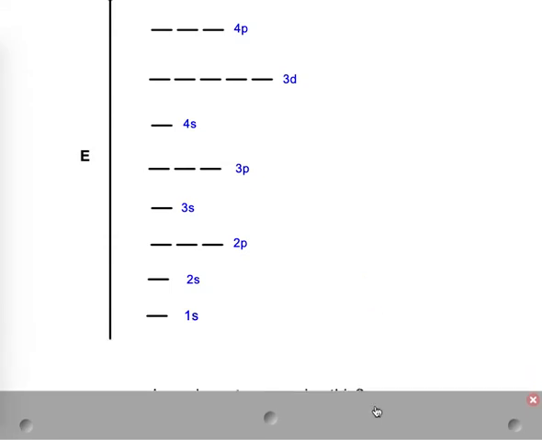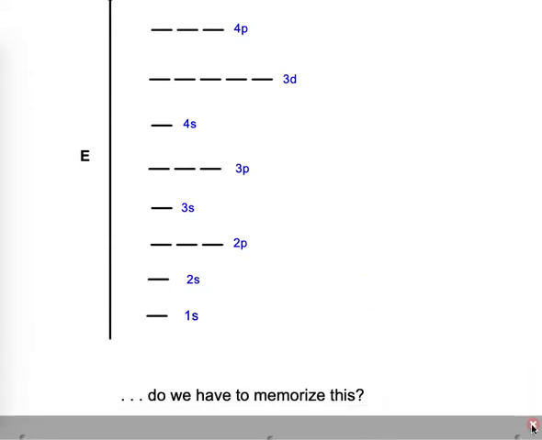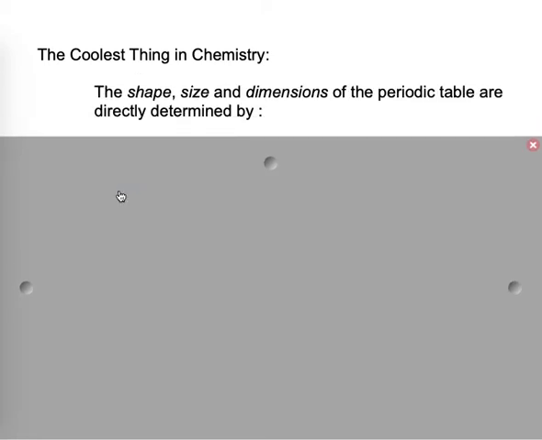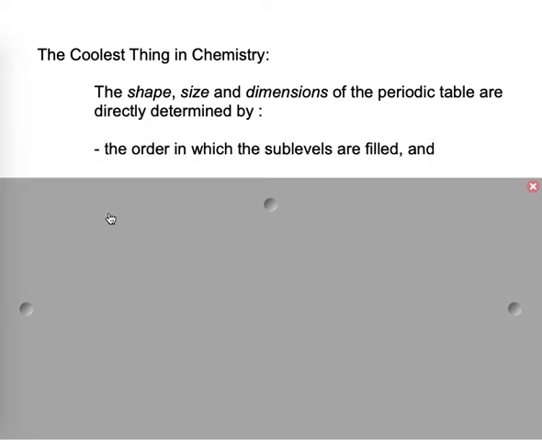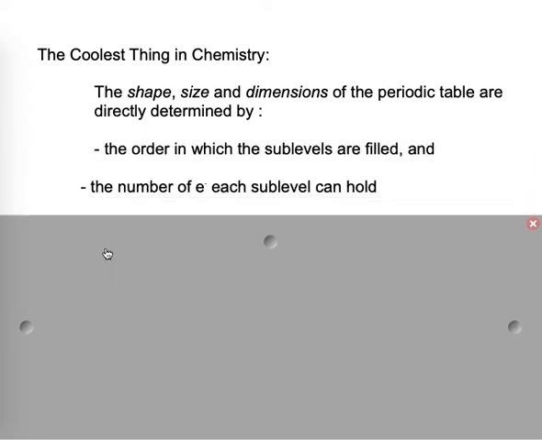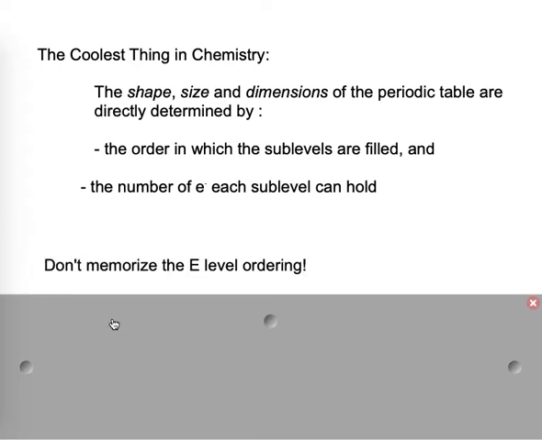So the question is, do you have to memorize this? The answer is no, and here is why. The coolest thing in all of chemistry that you will see this year is the following. Remember a couple of minutes ago when I said, is it a coincidence that once we reach the configuration of neon with 10 electrons and a completely filled 2p sublevel, we reach the end of the period? It is not. The shape, size, and dimensions of the periodic table are directly determined by the order in which the sublevels are filled and the number of electrons each sublevel can hold. So you don't need to memorize the energy level ordering that was on the previous page.